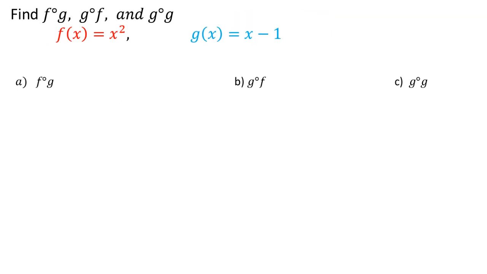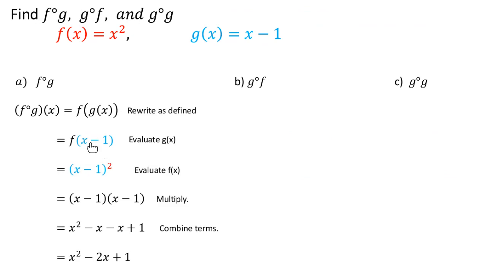Okay, there's a couple more here. So for the first one, we again rewrite it, f of g of x. g of x is x minus 1. And so now I'm going to take this whole x minus 1 and plug it in for my function f. So I'm going to have x minus 1 squared. If we simplify, we get x minus 1 times x minus 1.